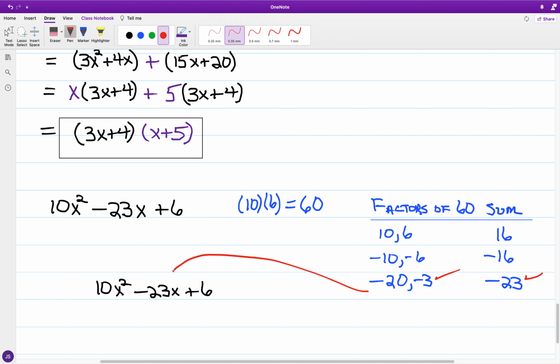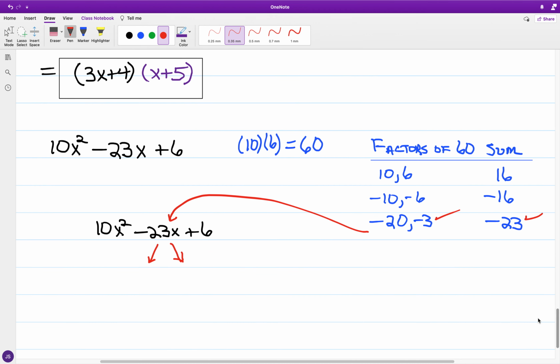So looking at what to do with negative 23x, again, that's going to be split into two first-order x terms with these coefficients. So I have 10x squared, and I'll say I have minus 20x, minus 3x, plus 6.